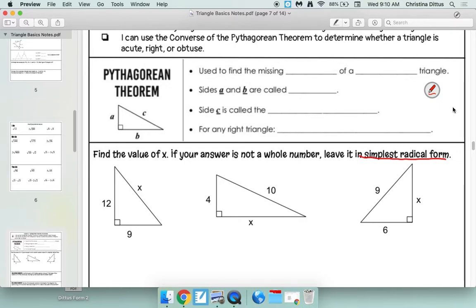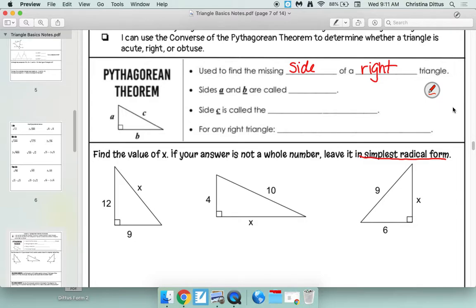All right. Pythagorean theorem we use to find a missing side of a right triangle. What's it mean to be a right triangle? Yeah, 90-degree angle somewhere on that triangle. So super, super important thing. Pythagorean theorem does not find you angles. It finds you sides.